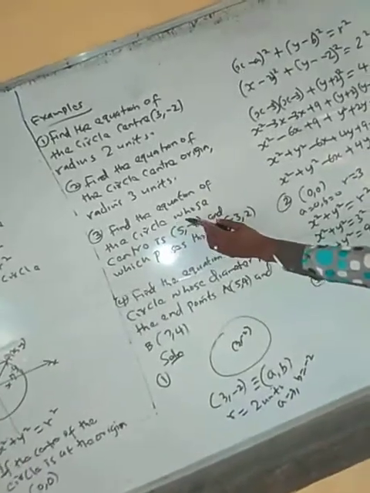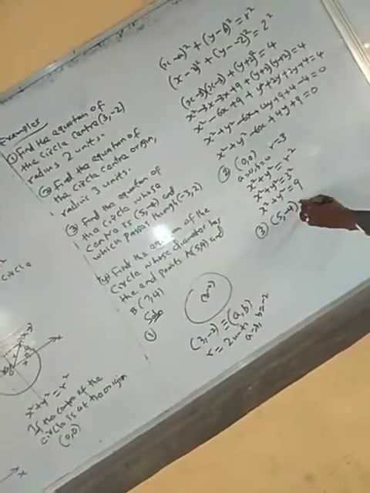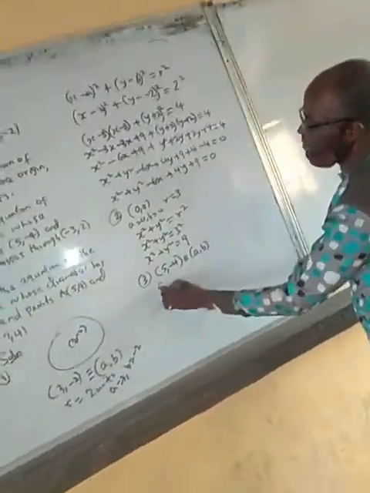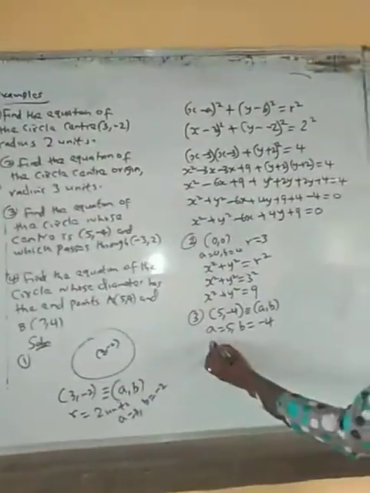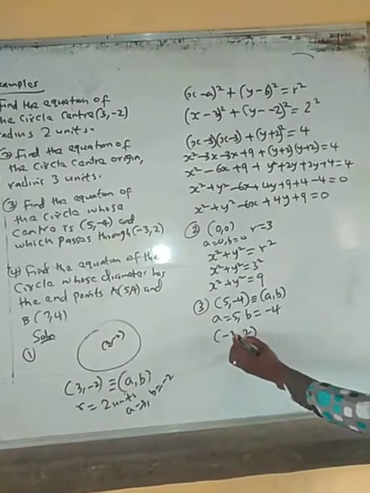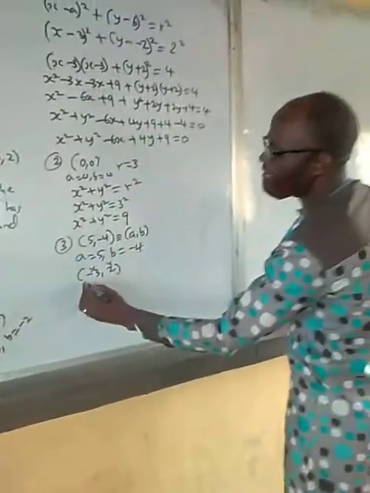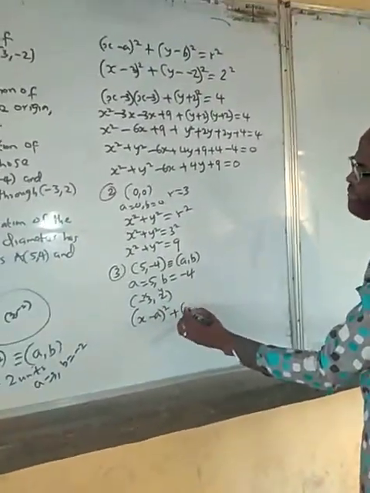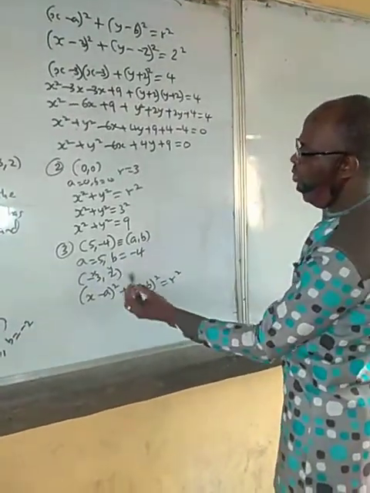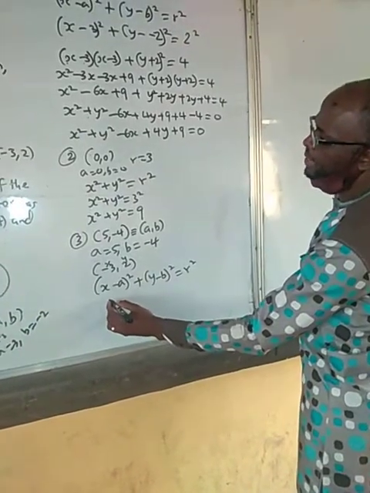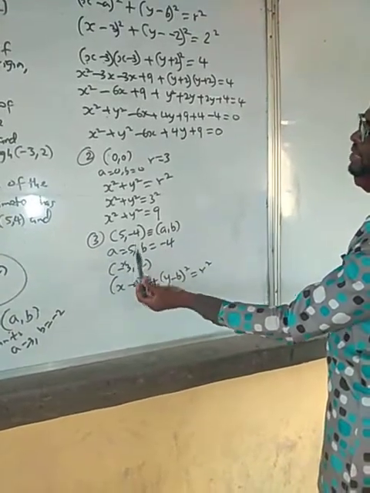Find the equation of the circle whose center is 5, minus 4, and that is A, B, the center. So A is 5 and B is minus 4, which passes through the point minus 3 and 2. So if this is x, this will be y. So find the equation. Your formula says (x minus A) squared plus (y minus B) squared equals r squared. So now we need to know the distance between 2 points. We have 2 points here now, the center and this point.